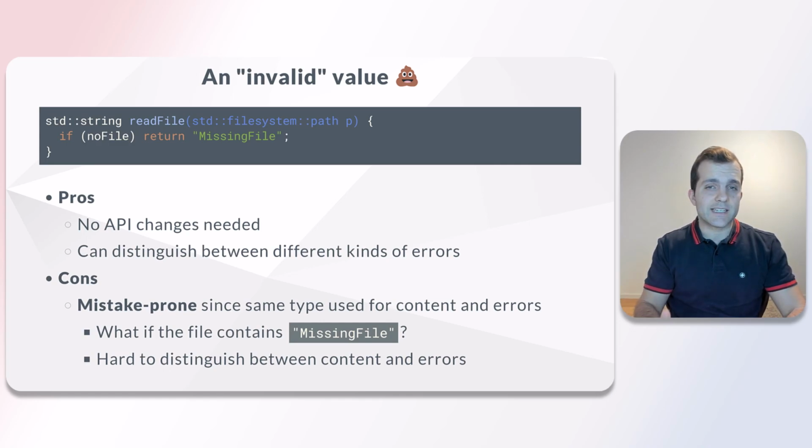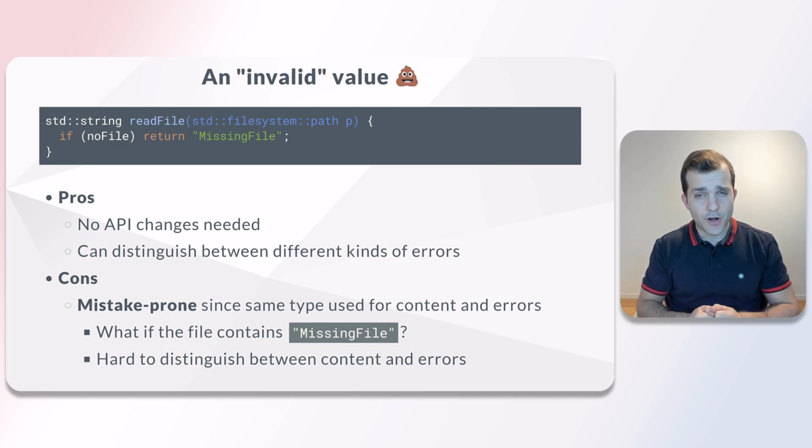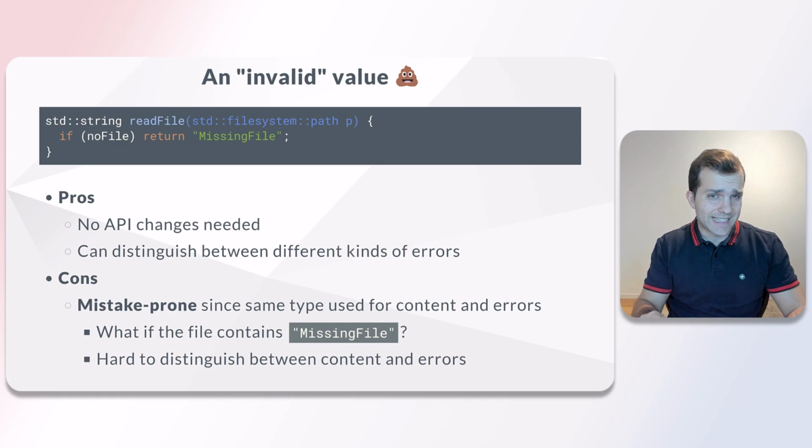On the other hand, it has a disadvantage compared with the previous approach. What if "missing file" is actually the contents of the file? As long as we can guarantee that the values we return when errors occur can never be valid, then this approach could work. Another issue with this approach is that since the same type is used for both the contents and the errors, we leave room for programming mistakes. For example, there's nothing stopping a typo in the equality comparison resulting in "missing file" being treated as a valid value. This can be quite a nasty bug to spot.